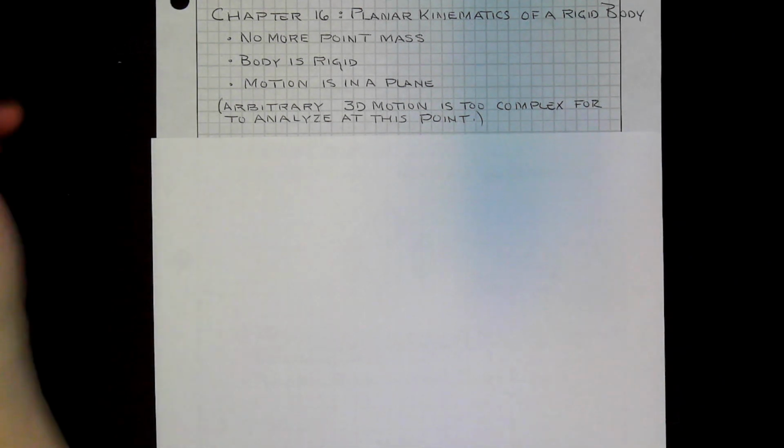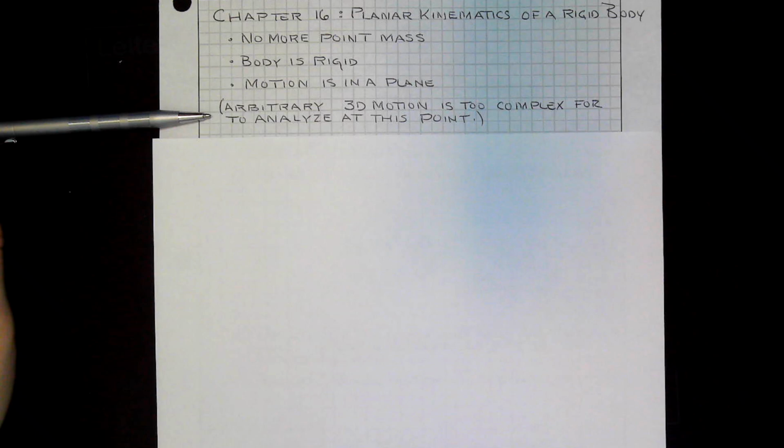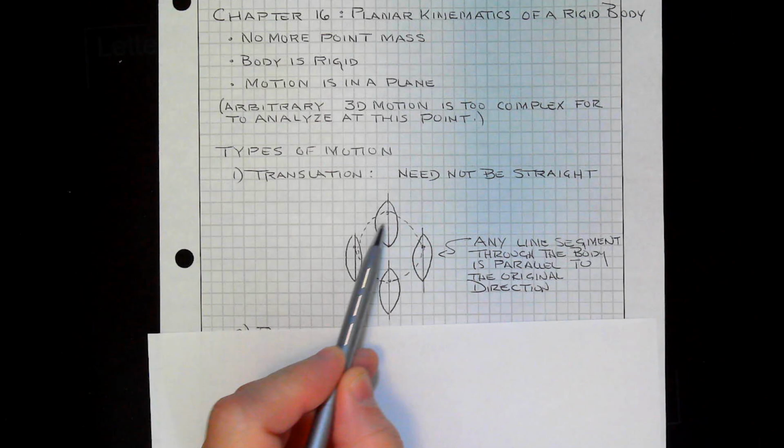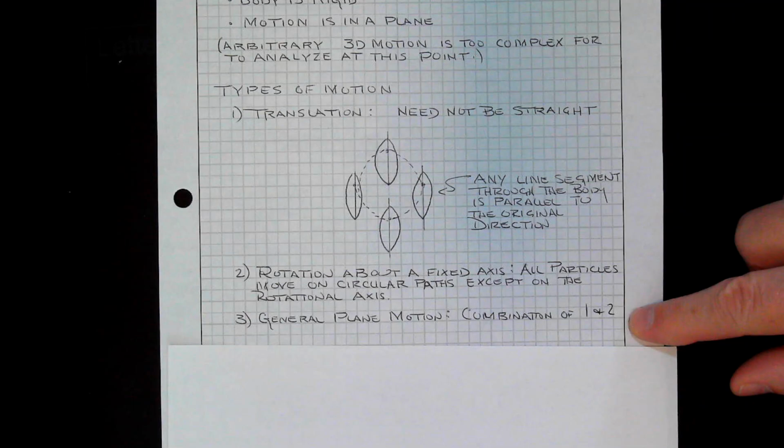We're going to start chapter 16, planar kinematics of a rigid body. So we're moving into rigid body dynamics here. Some of the things to note is we no longer have a point mass. The bodies we're looking at are rigid, so we're not having any flexibility in them. The motion we're going to take to be in a plane. The concept of 3D motion would be an advanced dynamics course, so that's too complex for the tools that we have to work with right now.